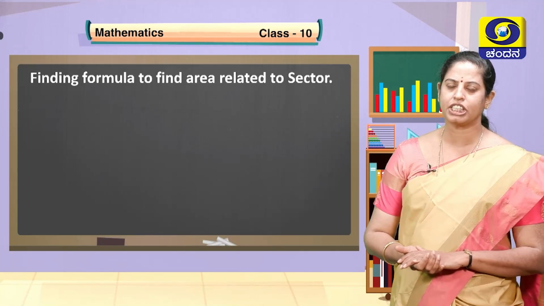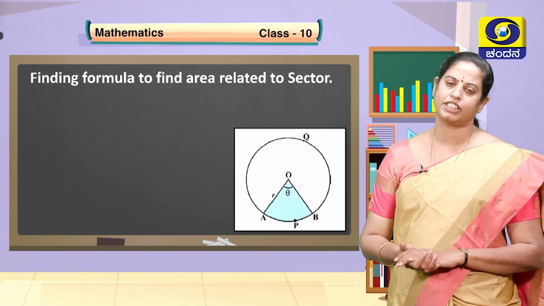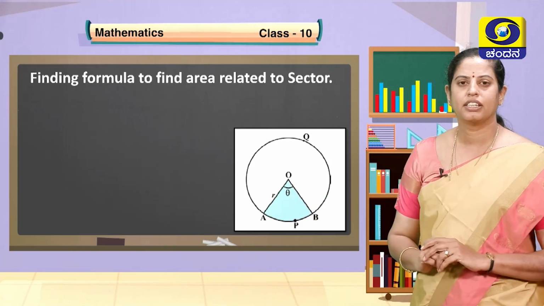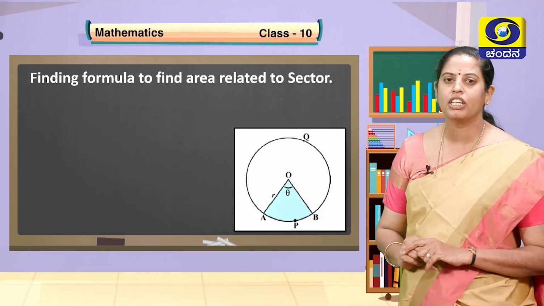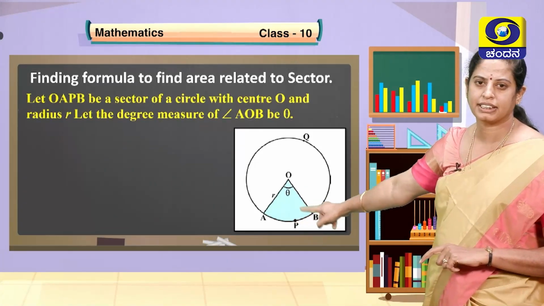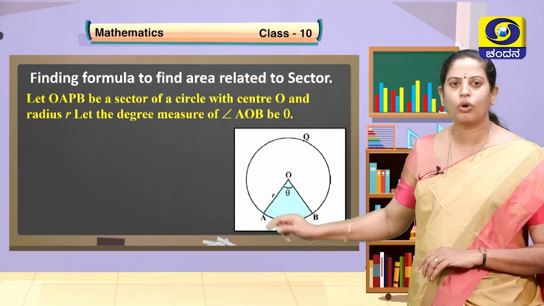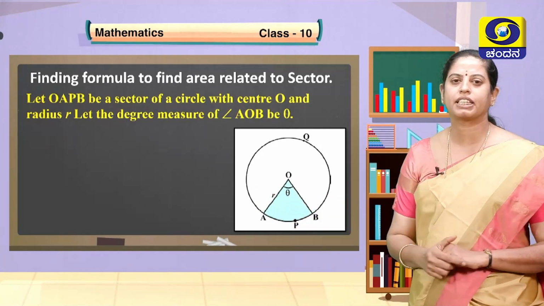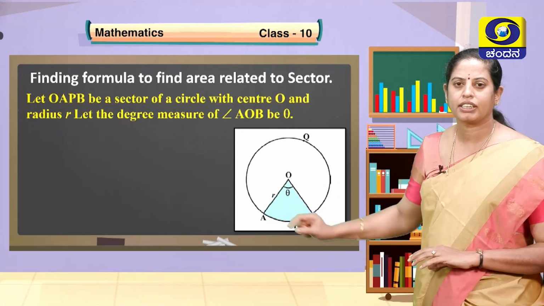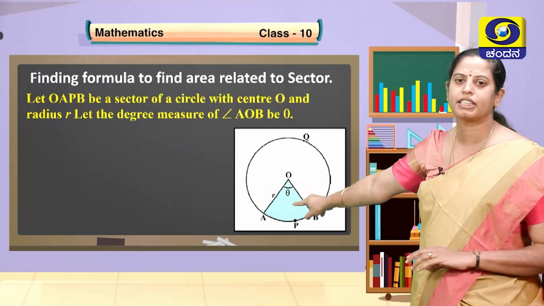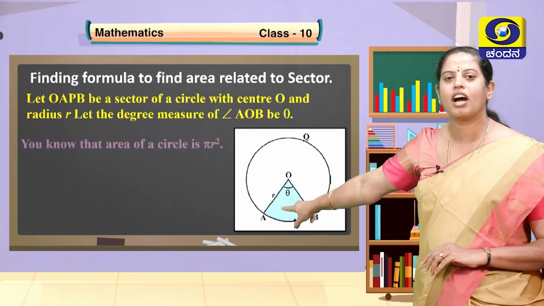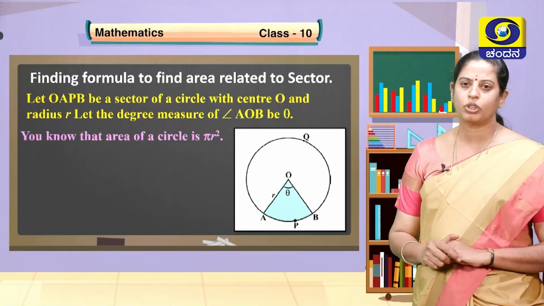In the first session, we know how to find the area of a circle. Now, how to find the area of a sector? Let us know finding formula to find area related to circle. This blue colored portion is the sector. Let OAPB be a sector of the circle with center O and radius r. The angle between these two radii is represented by theta, angle AOB is theta. How to find the area of this portion?